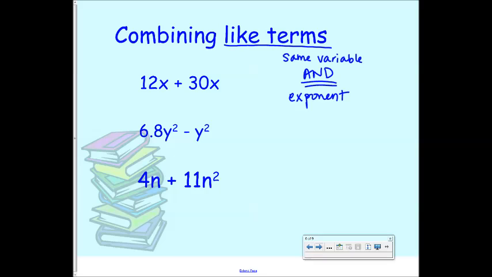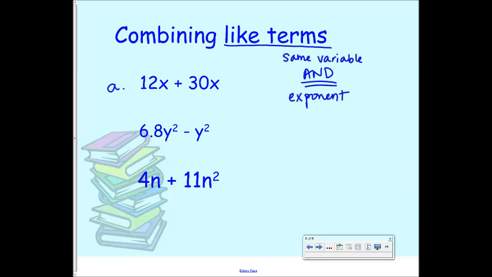All right. So in this first one, we'll call it A. Are these like terms? You can only add and subtract if things are like terms. If they are not like terms, then you cannot add them or subtract them. So these are like terms because what's the variable in both of them?